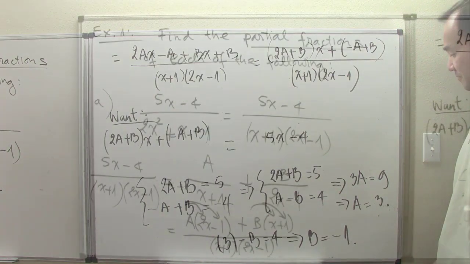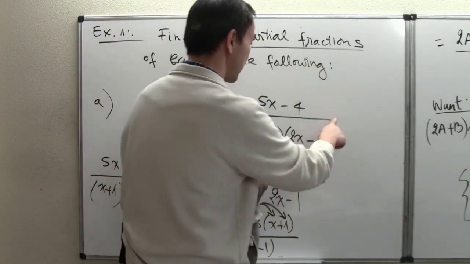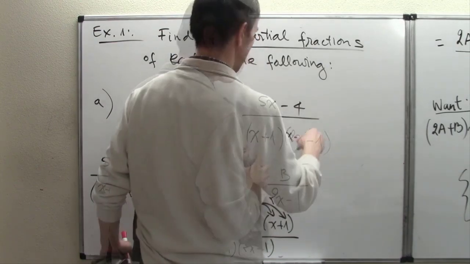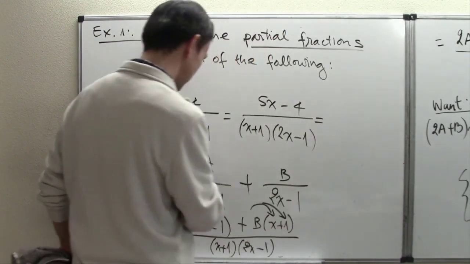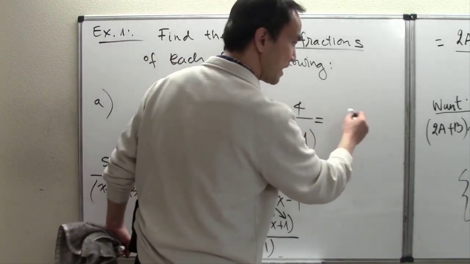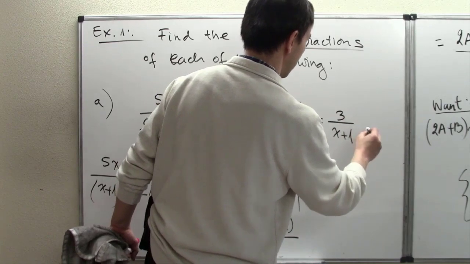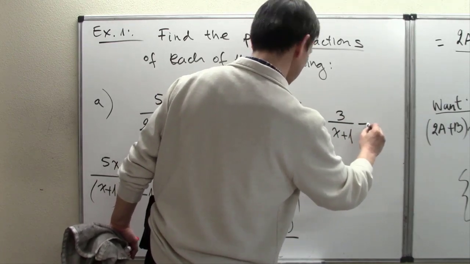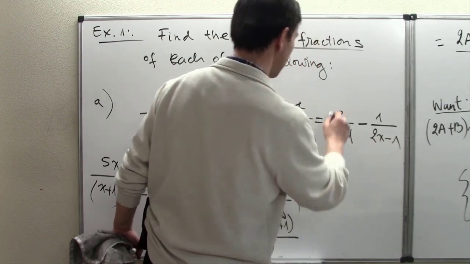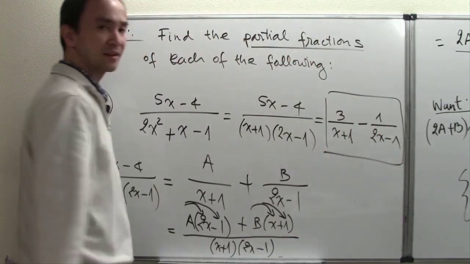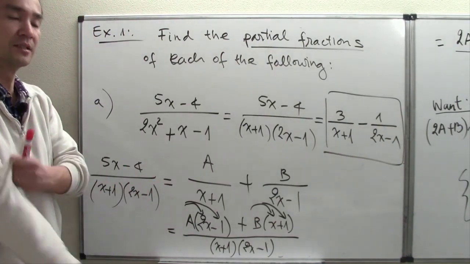And so what we have done now comes down to the a over x plus 1, so a now has to be 3. So it's 3 over x plus 1. That's how we found it. And then minus 1 over 2x minus 1. That's the partial fraction for that. All right, this is all of that work right there.